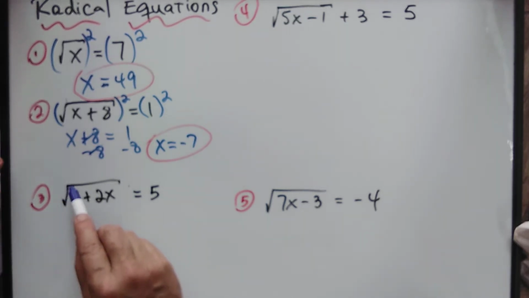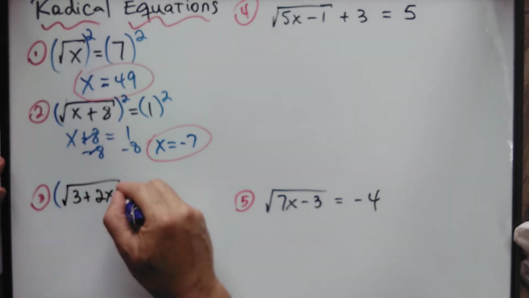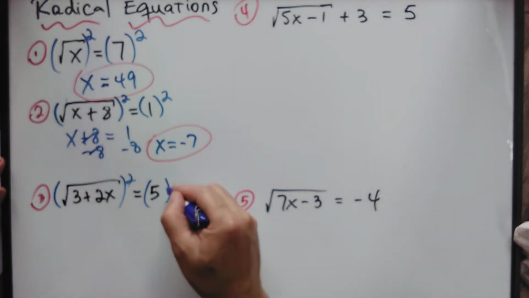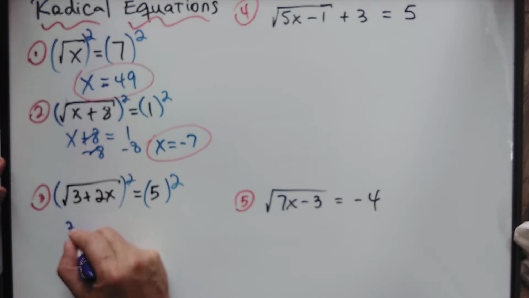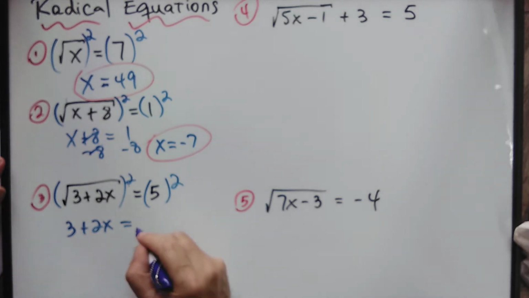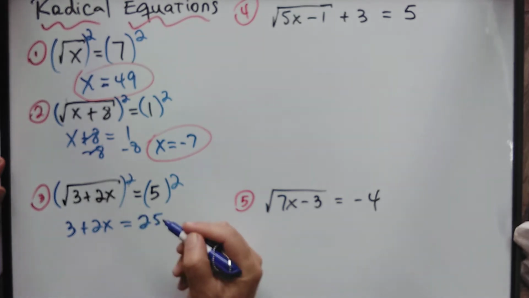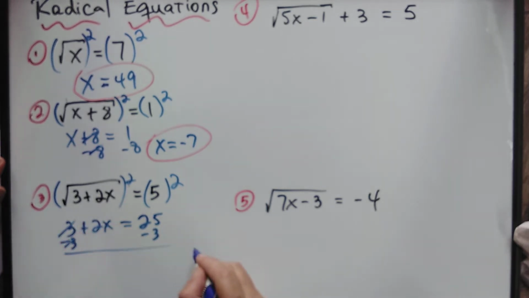So let's keep going. Again, I see the square root by itself here, so I'm gonna square both sides again. That's gonna take care of that radical. So that's gonna be just 3 plus 2x without the radical. And then 5 squared is what? 25. We subtract 3 from both sides. From here, it's just a normal equation. 25 minus 3 equals 22. We divide by 2. So x equals 11.